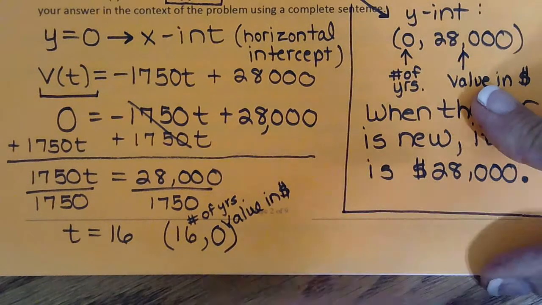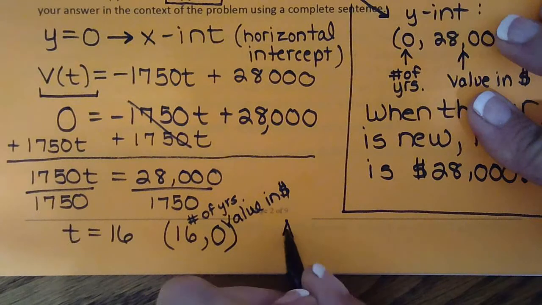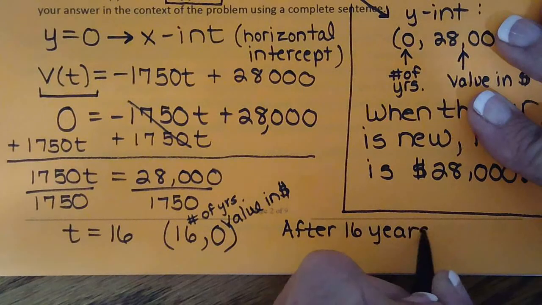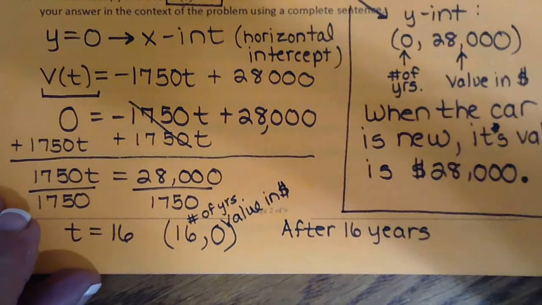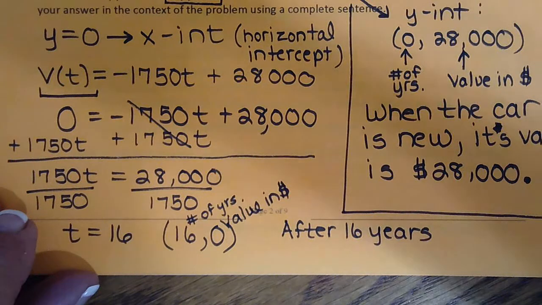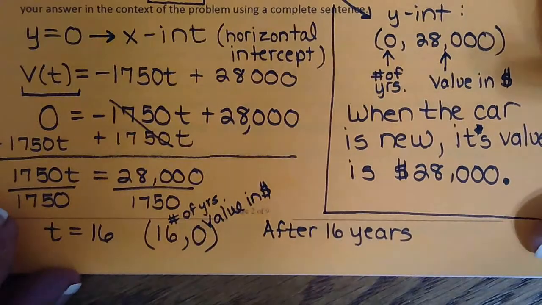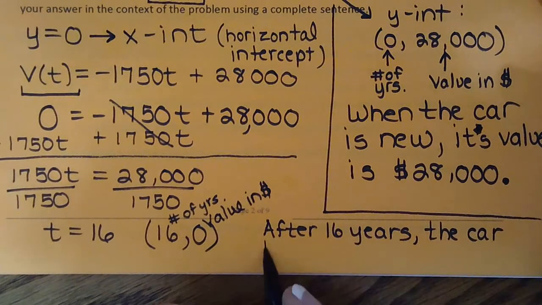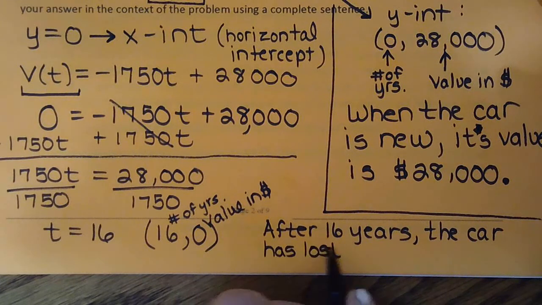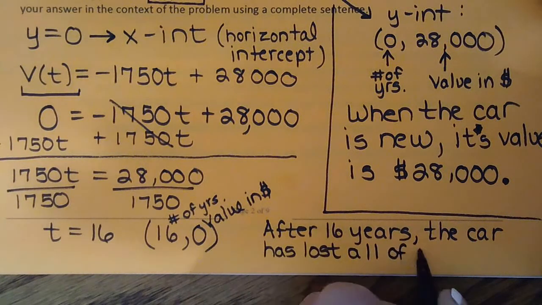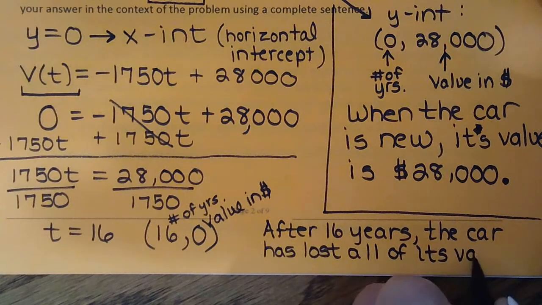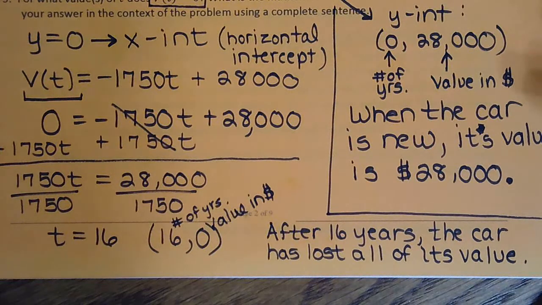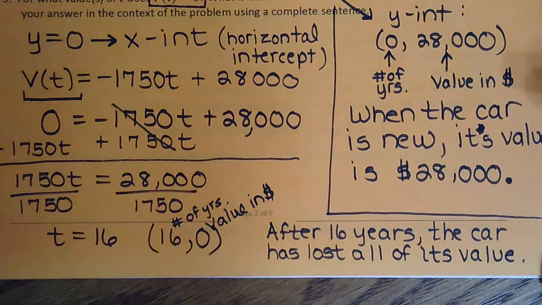Okay, so after 16 years, basically your car's not worth anything. Okay, let's write that out. After 16 years. I guess a nice way to say it, instead of is worth $0, we could say the car has lost all of its value. That's a little nicer way to write it. So after 16 years, the car has lost all of its value. And now I know, no apostrophe. I love it when I learn something new. The car has lost all of its value.